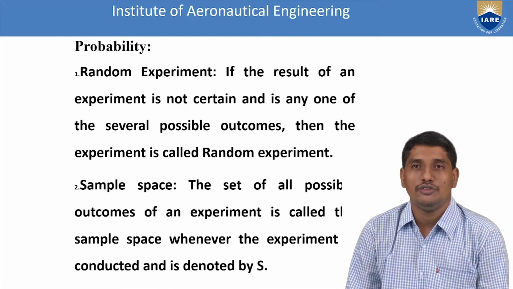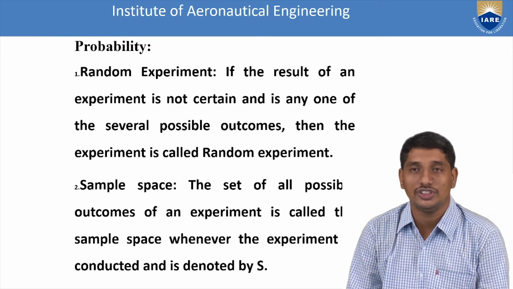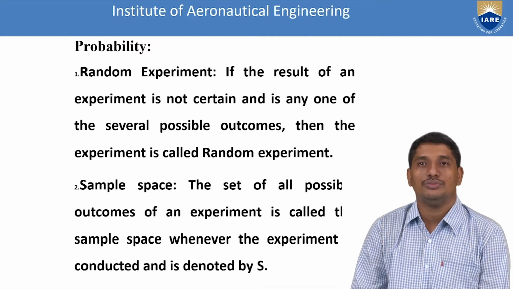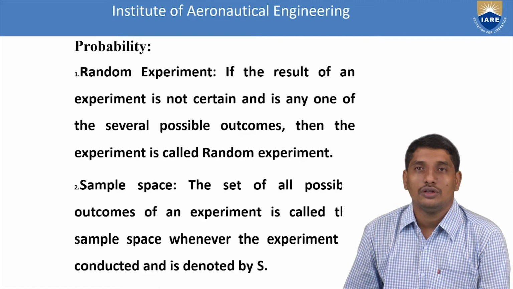We also saw the additive law of probability. P of A union B is equal to P of A plus P of B minus P of A intersection B. In analogy to that, we also saw the probability of A union B union C formula, that is P of A plus P of B plus P of C minus P of A intersection B minus P of B intersection C minus P of C intersection A plus P of A intersection B intersection C. Now we are going to continue with some more examples related to probability.